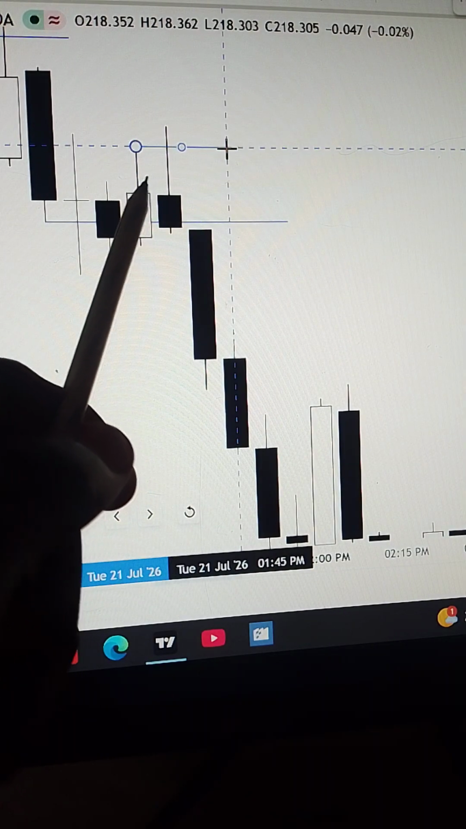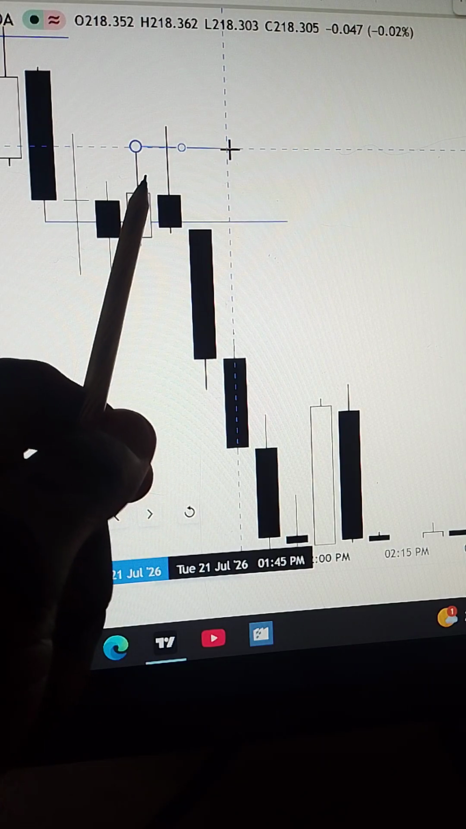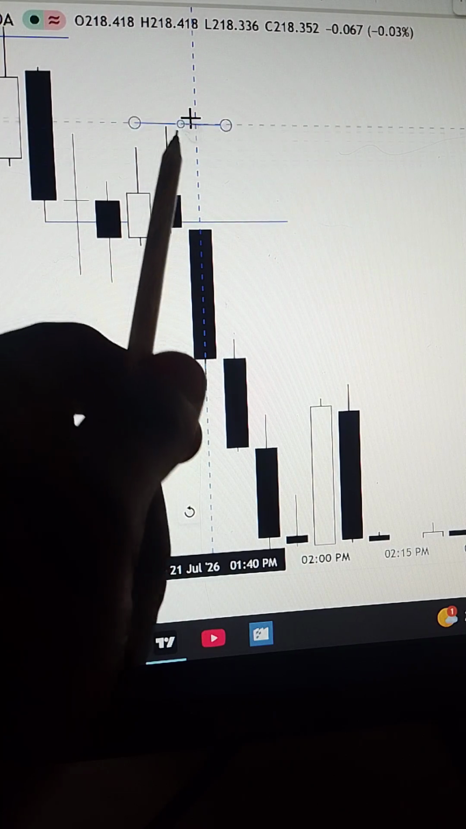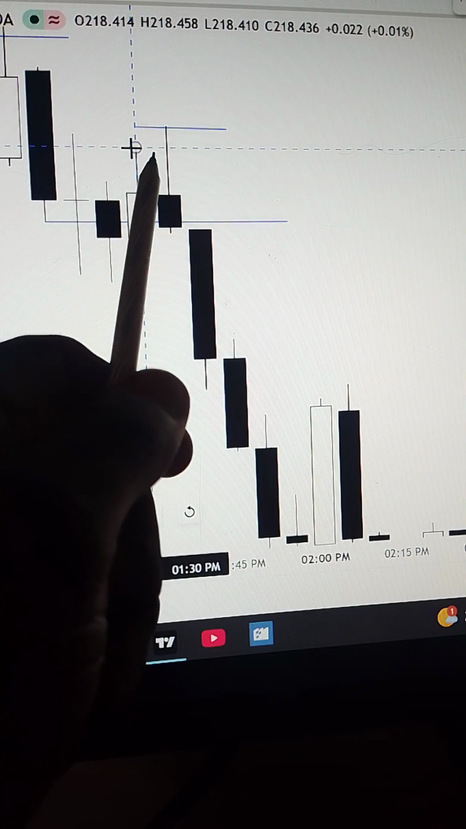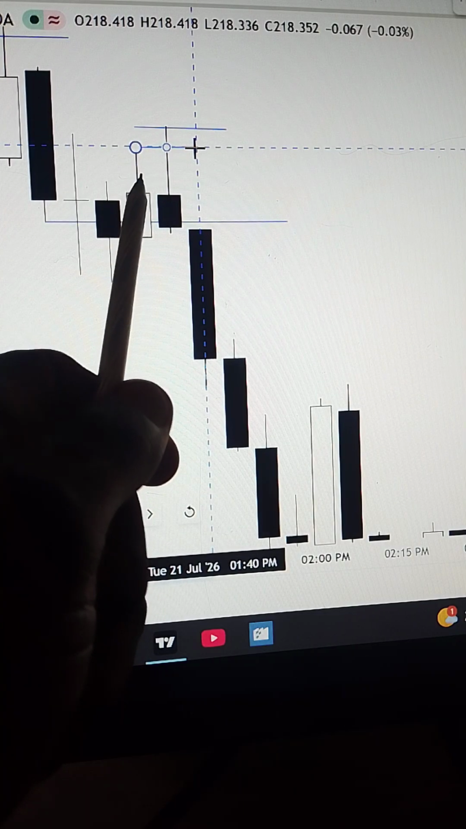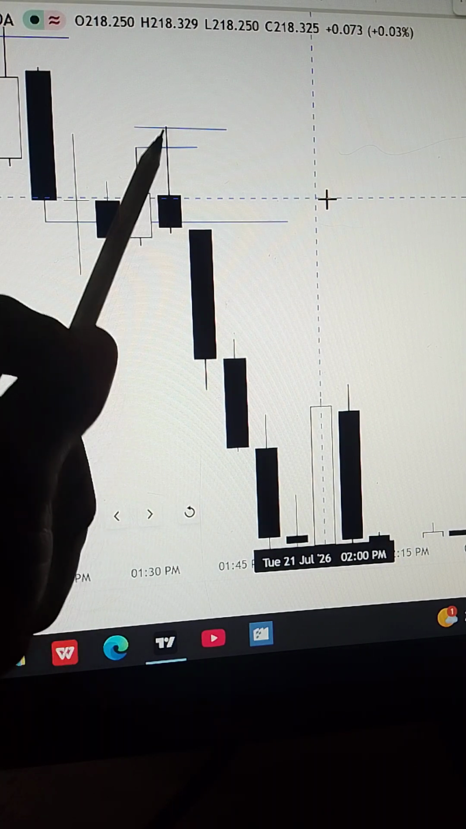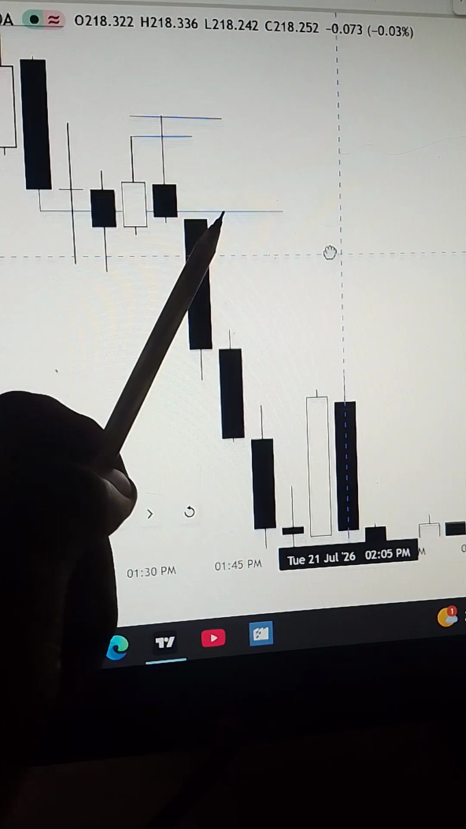So you can see the market failed to break our resistance. This is a resistance, green followed by red. The market failed to cross above the resistance, and it took out the liquidity of the previous candlestick. Even though that is not important, after the market failed to break the resistance, you add more positions.